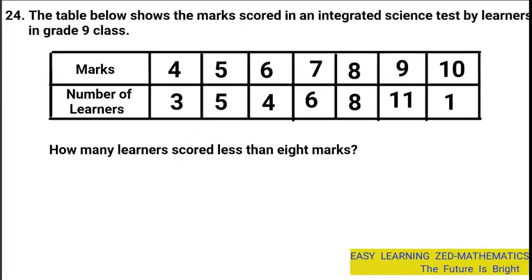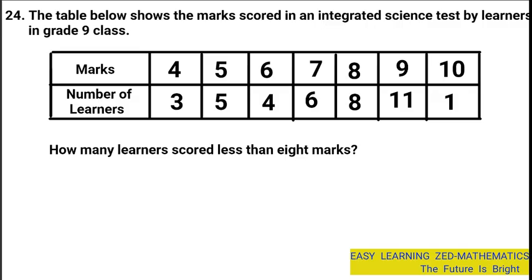Question 24 was as follows. The table below shows the marks scored in an integrated science test by learners in a grade 9 class. So you need to take time and study the table. We have got marks there which range between 4 and 10: 4, 5, 6, 7, 8, 9, 10. So 10 was the highest mark recorded and 4 was the lowest mark recorded.